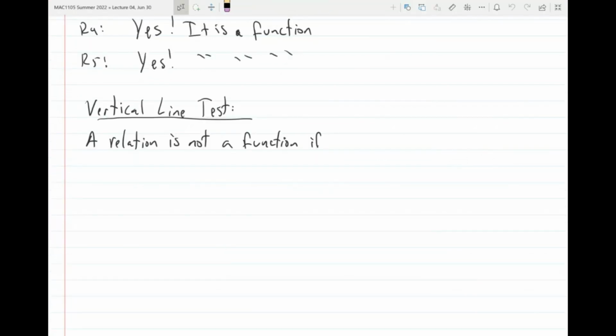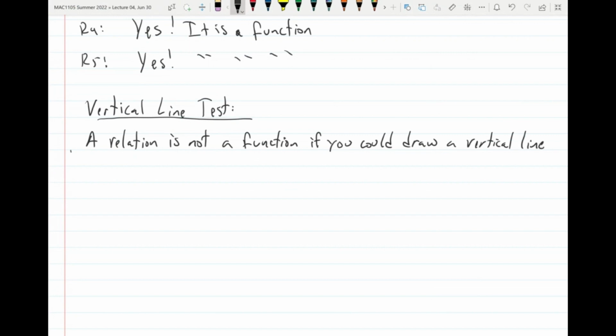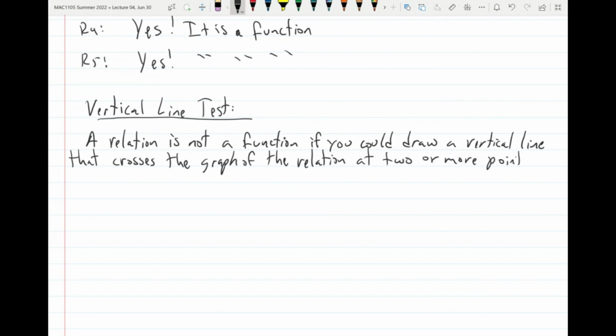So a relation is not a function if you could draw a vertical line that crosses the graph of the relation at 2 or more points. At least 2 points, then that's it, it's not a function.